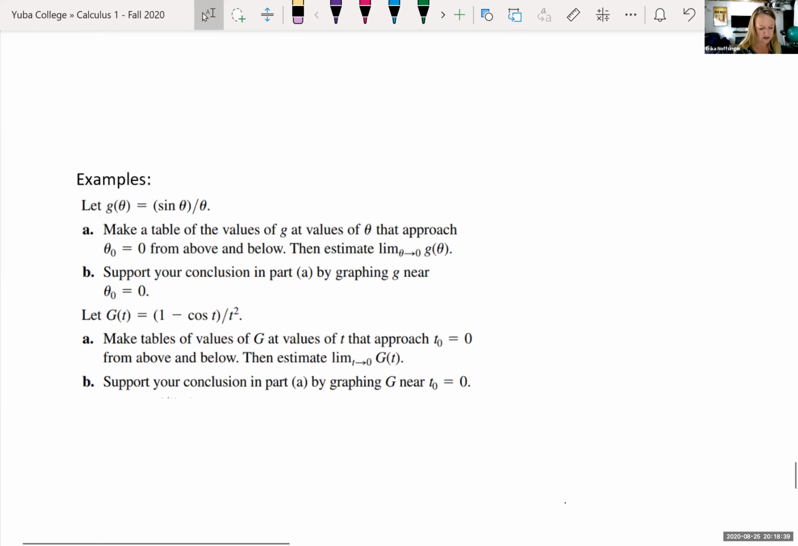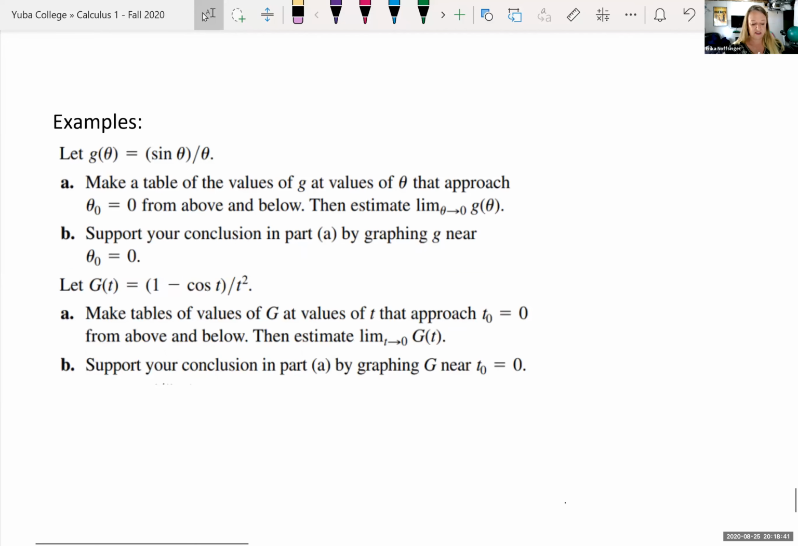Okay. So we have the following example. We're given that g of theta is equal to sine of theta over theta. We're going to find this limit as theta goes to 0 of g of theta, and we're going to show it three different ways of doing this. Part A says make a table of the values of g at the values of theta that approach theta sub 0 equals 0 from above and below. Then estimate the limit as theta approaches 0 of g of theta.